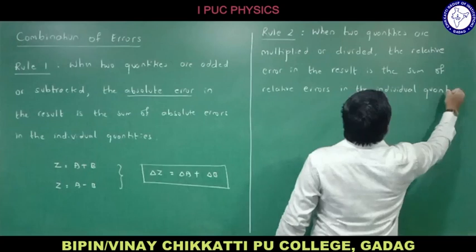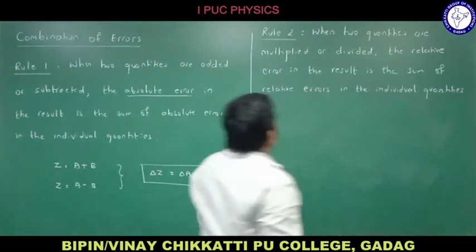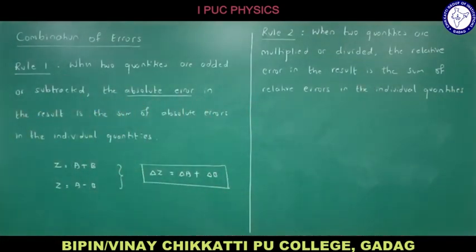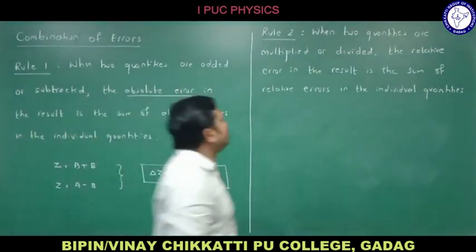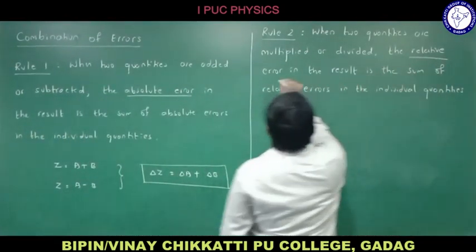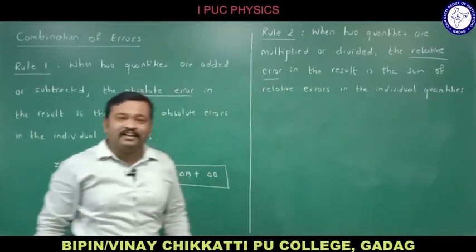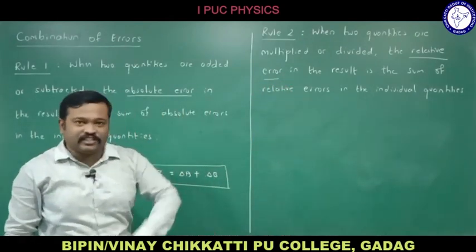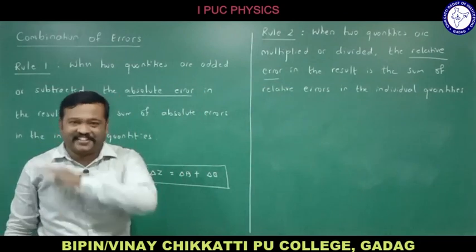Do you understand here? When two quantities are multiplied or divided, when there is multiplication or division, which error do we need to take? A relative error, right? For example, density. What is density? Mass by volume. There is a division. So which error do I need to take? A relative error, right? Do you understand?